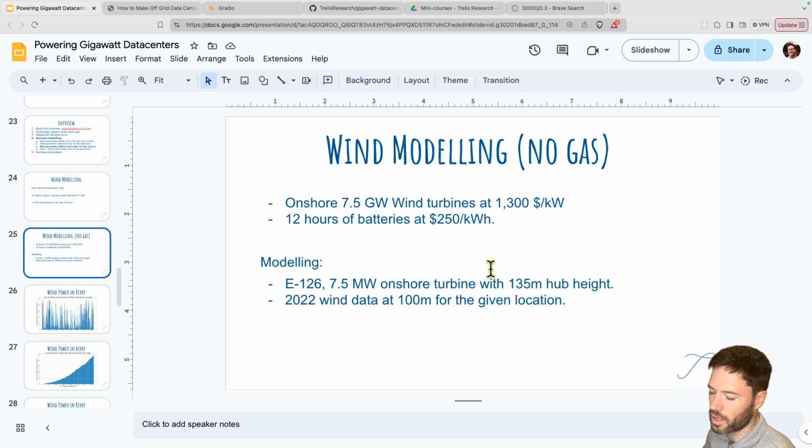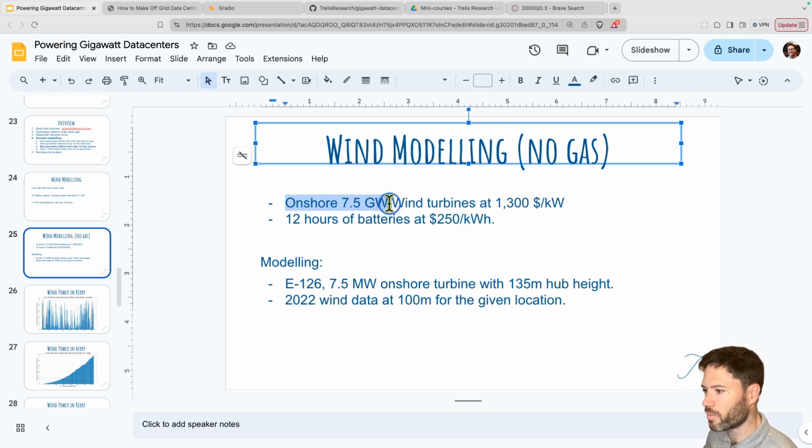So in the no gas case for wind, I'm assuming onshore turbines, 7.5 gigawatts at $1,300 per kilowatt, and 12 hours of batteries at the same price, $250 per kilowatt hour, as I used for the solar case. And for the modeling, I'm assuming an E126 7.5 megawatt onshore turbine, 135 meters hub height, and I collect wind data for whatever location you specify at 100 meters height, which is fairly close to the hub height for that given location, and use that wind data to calculate the energy produced on a standardized kilowatt basis.